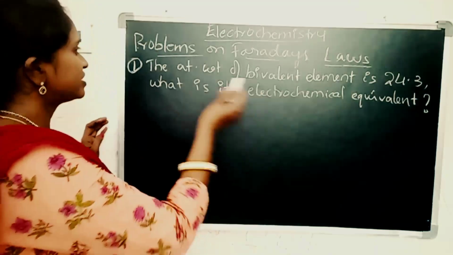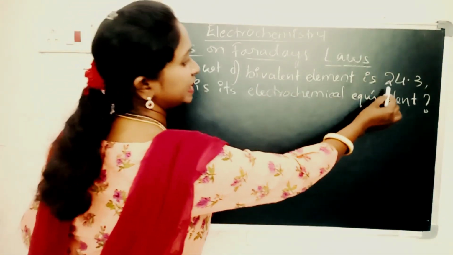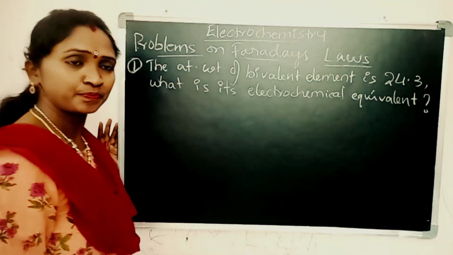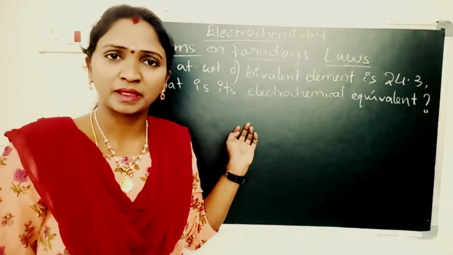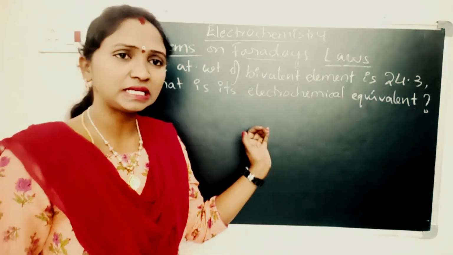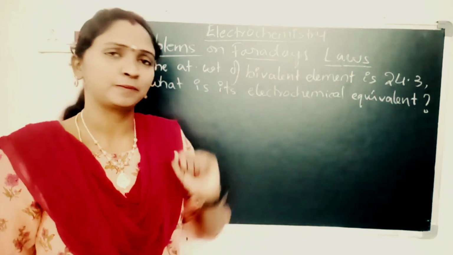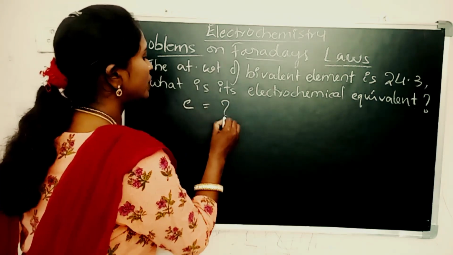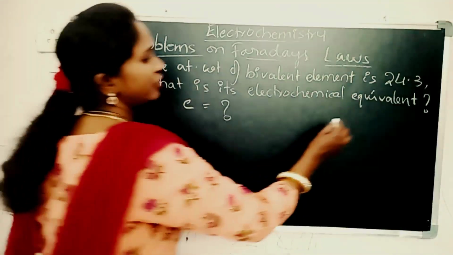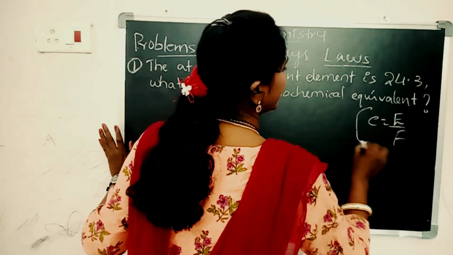So see the first problem. The atomic weight of a bivalent element is 24.3. What is its electrochemical equivalent? So here we have to calculate the electrochemical equivalent. Small e we have to determine. We know the formula small e equal to capital E by F.